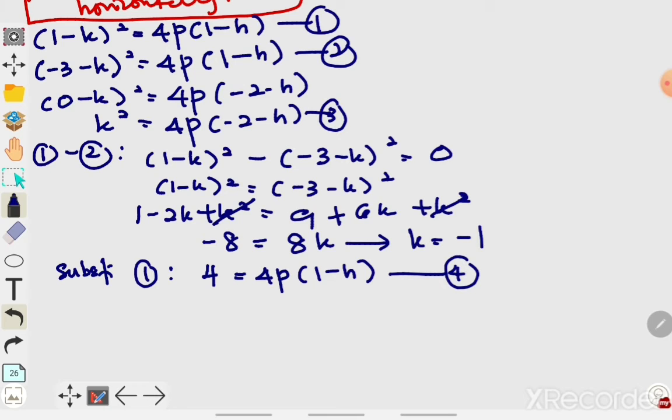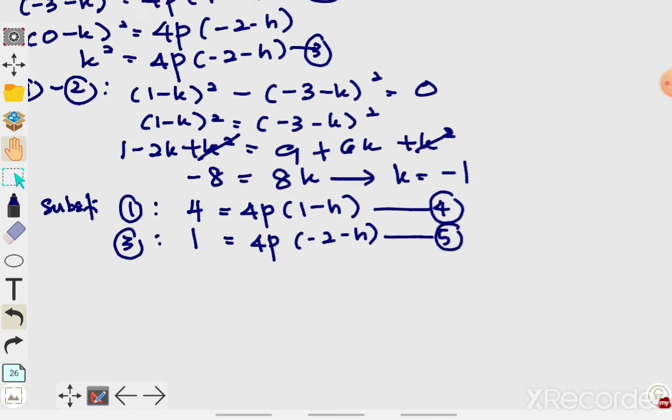And let's substitute. I think it's better to use the third. So we have k squared. K squared is negative 1 power 2, so negative 1 power 2 is equal to 1. Equals, next is what you have here, 4p times (negative 2 minus h). So from here you will get the fifth equation. Alright, let's settle the first and fifth equation.